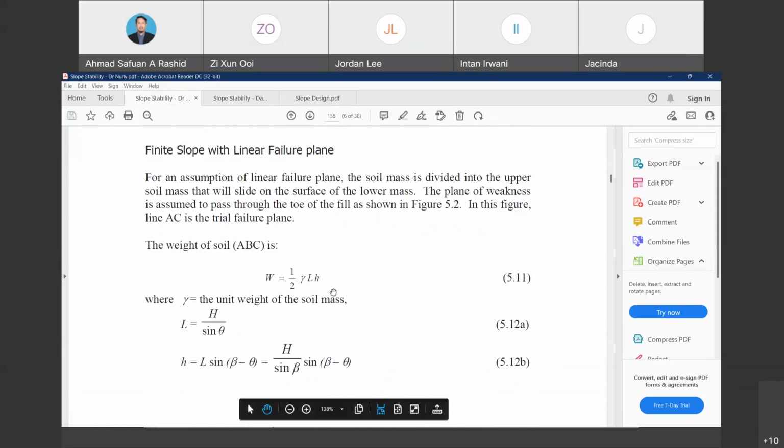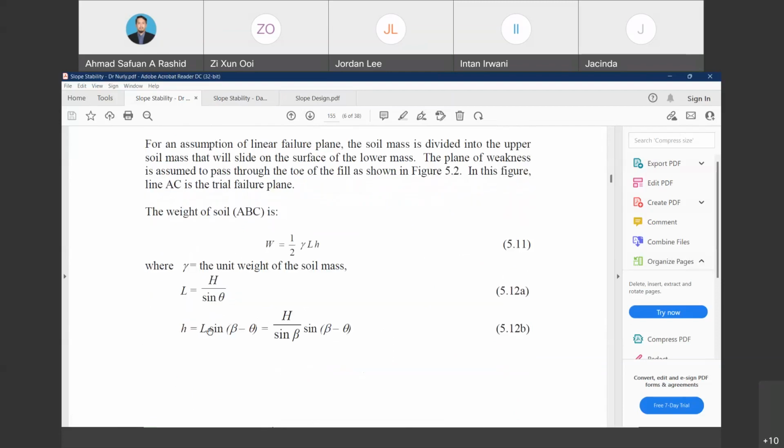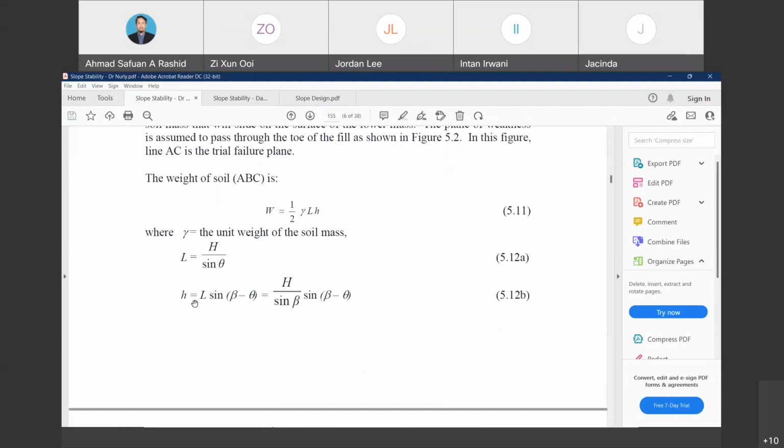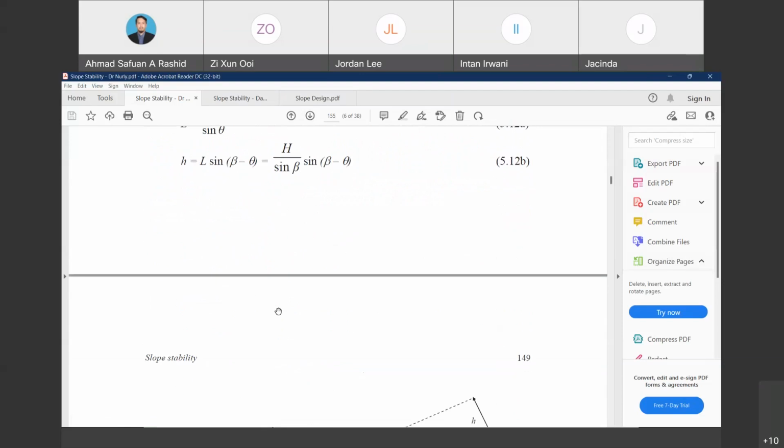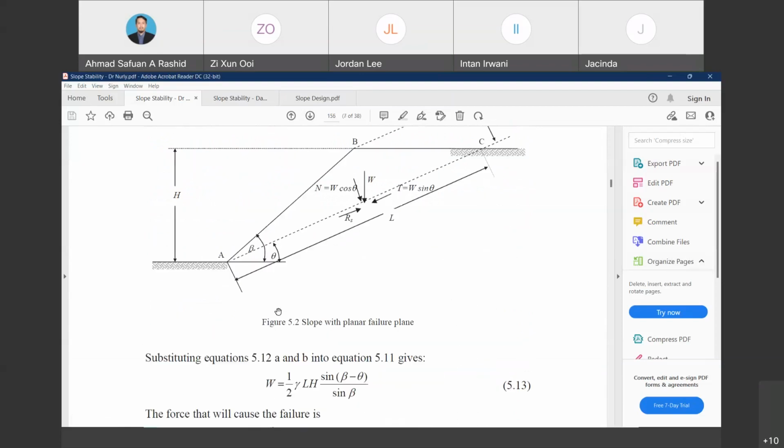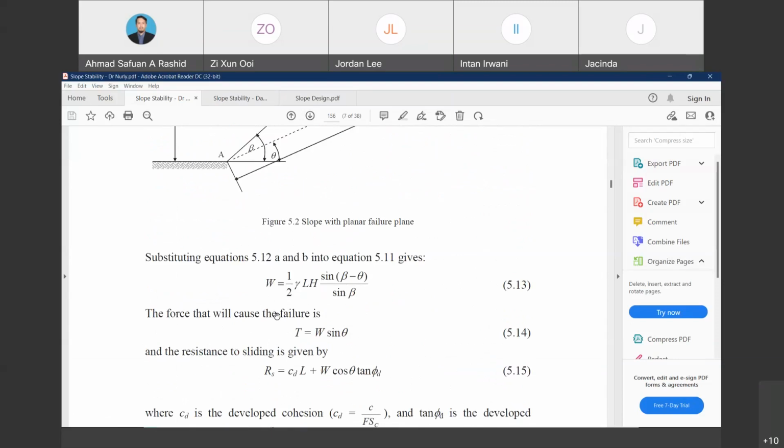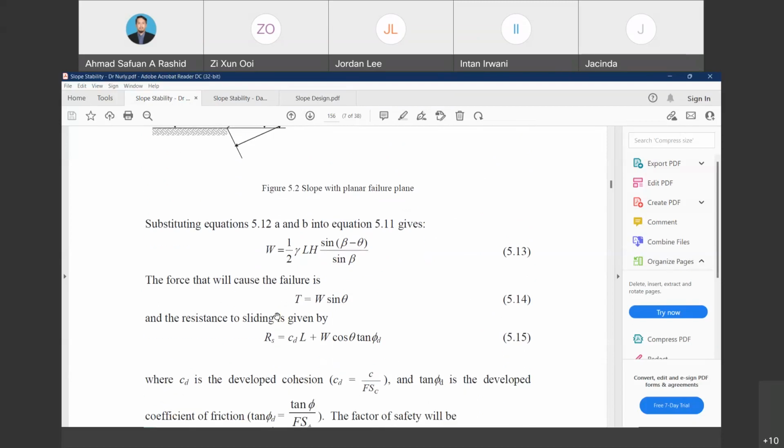For example, half gamma LH, where gamma is the unit weight of the soil mass and L is equal to H over sine theta. Later on they determine the small h to get the volume for the area ABC. From equations 5.12 A and B, we get the result for 5.13. This is the force.